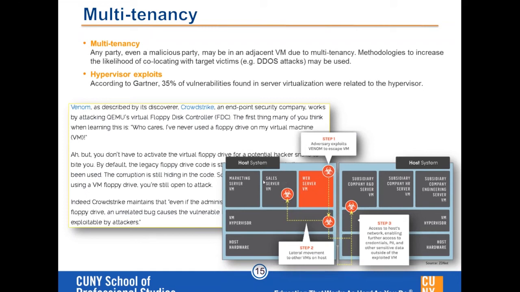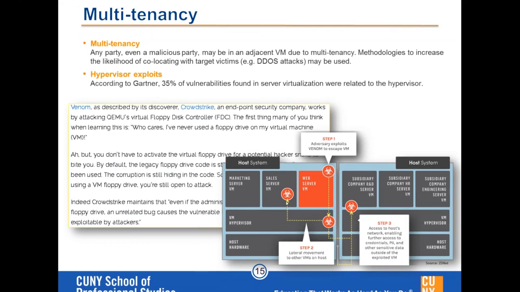So some of the threats out there. First one is multi-tenancy. The way that typically the cloud cost benefit is actually realized is by implementing virtualization. The hypervisor is the way that this is implemented. Now this results in multi-tenancy. So multi-tenancy is where you have multiple people residing on the same physical server.